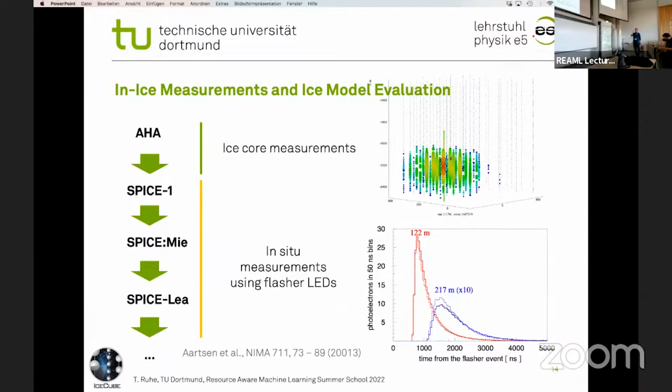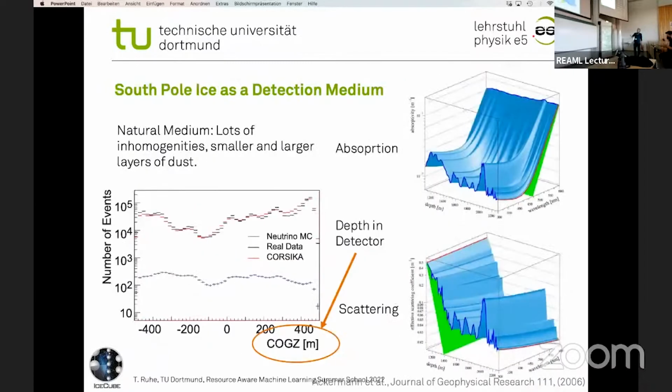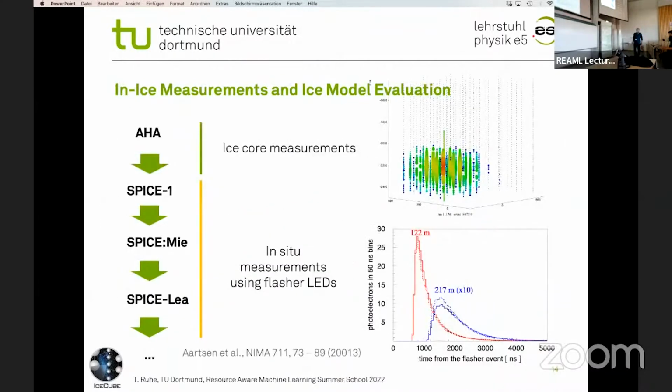So actually we flash these DOMs. We turn them on. There's a light source inside the detector at a clearly defined position. And then we can measure the light response, or the electronic response, of DOMs at certain positions, and then we can try to fit these scattering and absorption coefficients in order to obtain a better ice model.